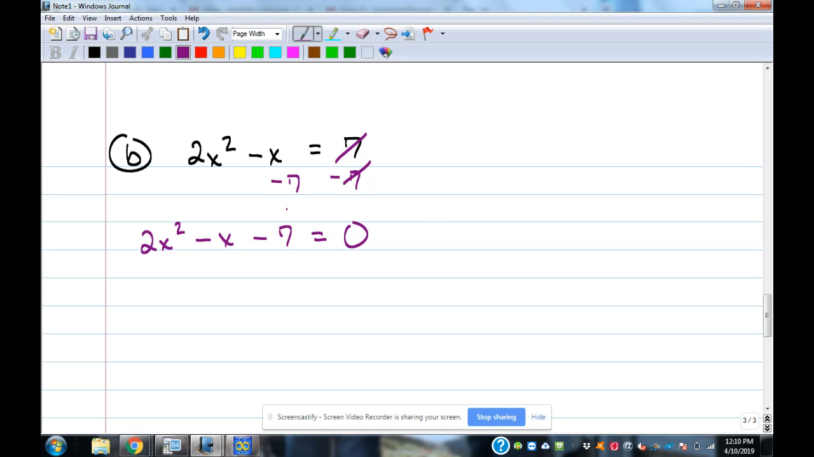What's A, B, and C for this one? 2, negative 1, negative 7. Don't forget the signs that go with them. If you don't have those signs there, you will mess up your formula. You may put all the numbers in the right spot, but if the signs are not the right ones, then it's going to cause problems. So be careful of that.